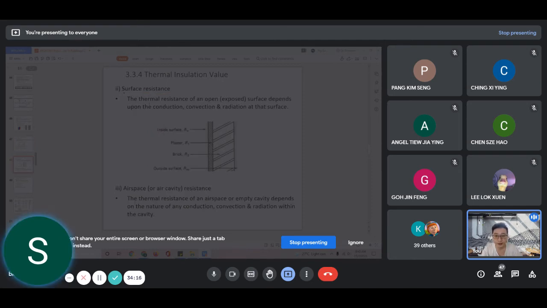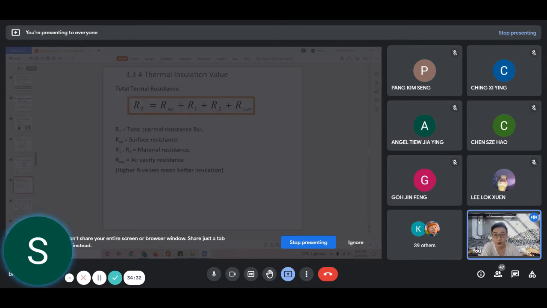Okay, so when you have a surface resistance, it is also the same case. You also have a lambda value to just add together, and the same goes for an air gap. So to find the thermal resistance of a material, you will have to add together the surface, the material, and the cavity. So a higher value is better. So this is the resistance.